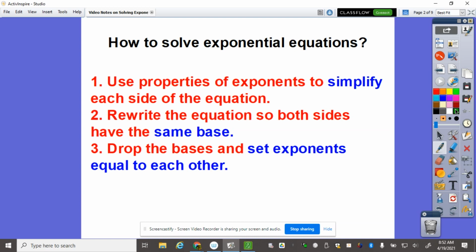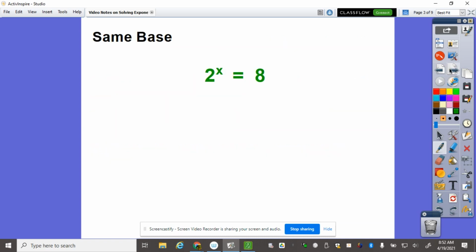And what if they're not the same bases? That's a different topic that we're going to learn. Okay. So right now, the goal is to find a way to make their bases the same. Drop the bases and set the exponents equal to each other. So once their base is the same, remove the bases, focus on the exponents, set them equal and solve from there. Okay. So let's go ahead now.